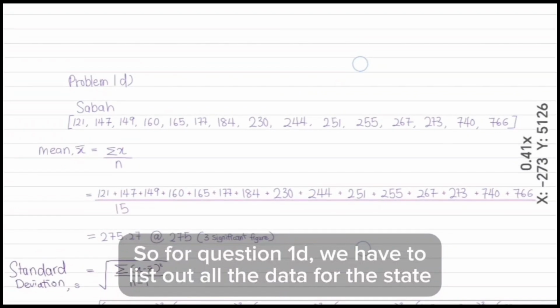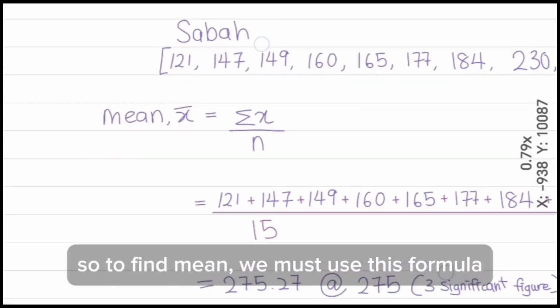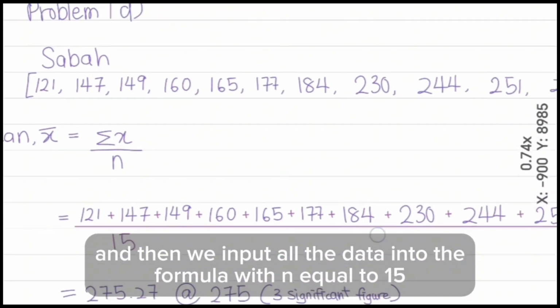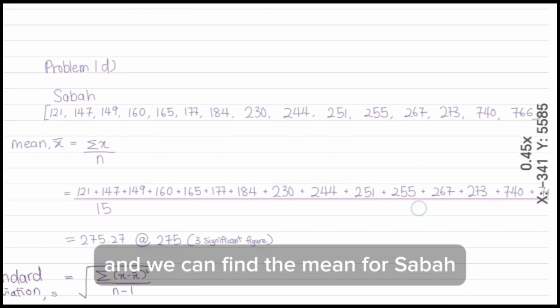So for question 1D, we have to list out all the data for the state. So here I'm choosing the Sabah one. To find mean, we must use this formula, and then we input all the data into the formula with n equal to 15. Type it in the calculator and we can find the mean for Sabah.